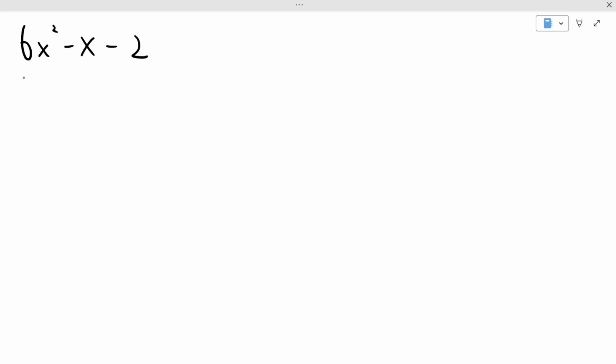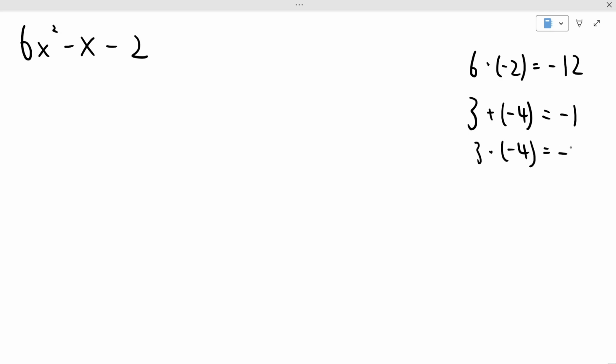Let's do another example. The first thing we need to do is multiply the coefficients from the x squared term and the constant term. So if we take 6 and multiply that by minus 2, we end up with minus 12. So this means we need to find two numbers that multiply to minus 12 and also add to the minus 1 from the coefficient of the x term. So the two numbers that we need are 3 and minus 4, because if we add 3 and minus 4, we end up with minus 1, and 3 times minus 4 is equal to minus 12. So 3 and minus 4 are the numbers that we need.